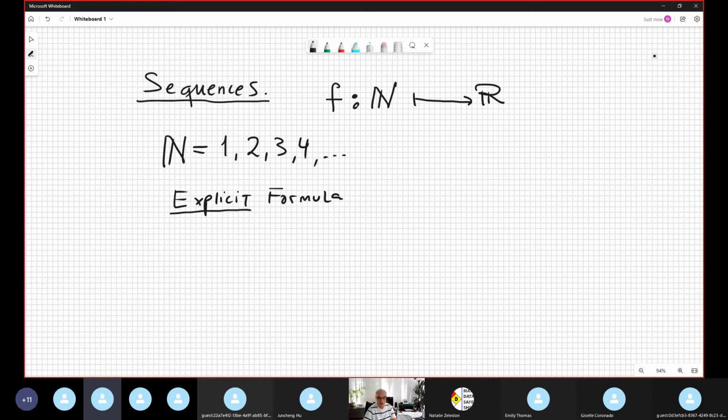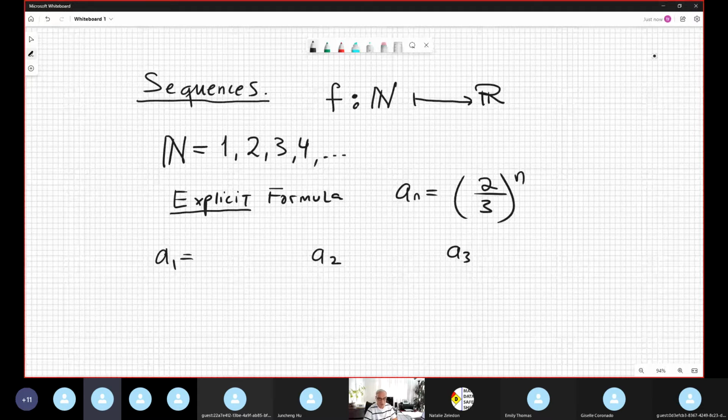Explicit is when you have, for example, a number called A sub n. Suppose one hypothetical example is 2/3 raised to the n power. The classical exercise is to try to find the first 3 or 4 or 5 elements in the sequence. So you compute A1, you compute A2, you compute A3, and A4. The question can ask you that.